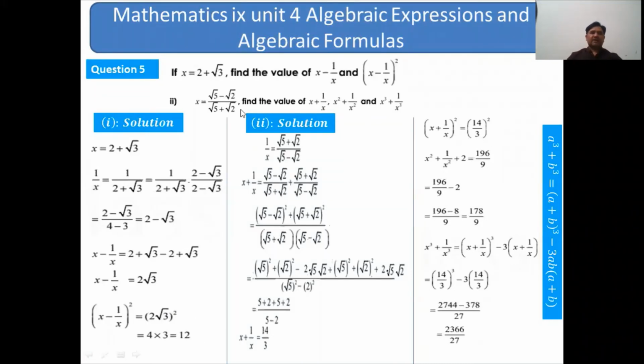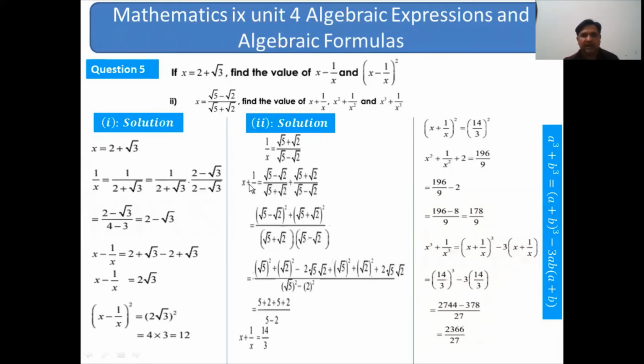Now question number 5, part 2. X is given, and we have to find the value of x plus 1 over x, x square plus 1 over x square, and x cube plus 1 over x cube. X is given, so we can write 1 over x is equal to square root of 5 plus square root of 2 divided by square root of 5 minus square root of 2. Here is x. For the value of 1 by x, we have to swap numerator and denominator. So 1 over x is here.